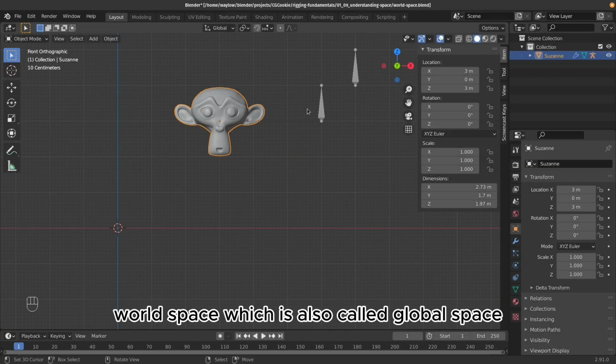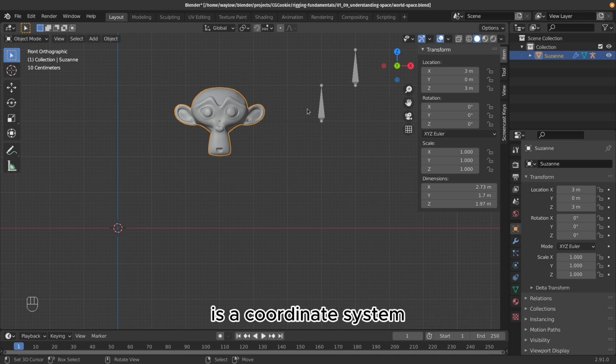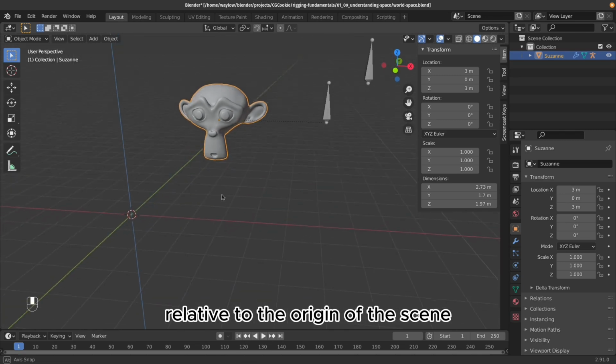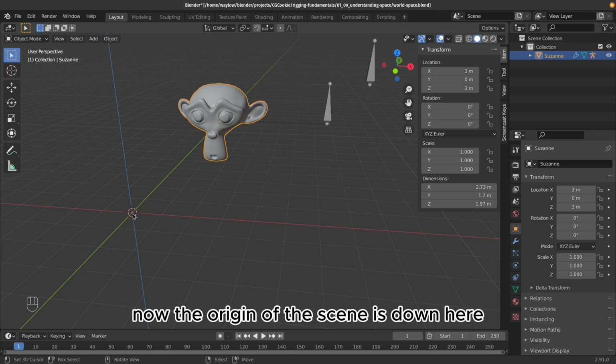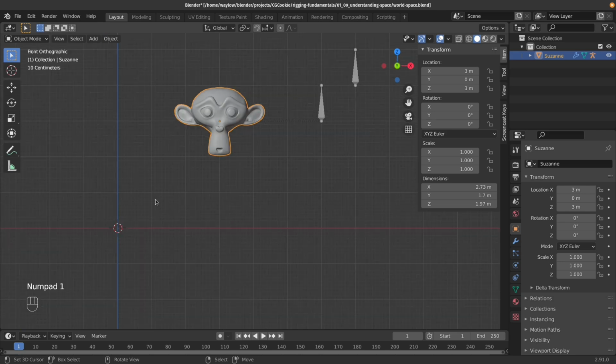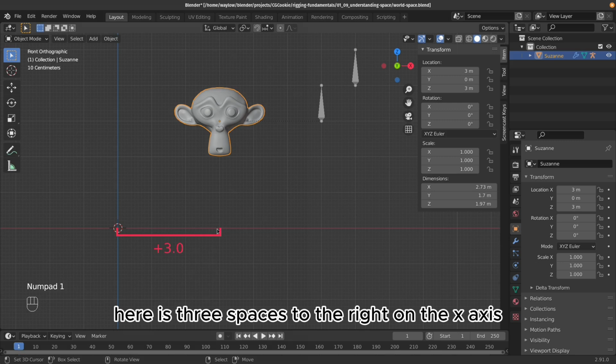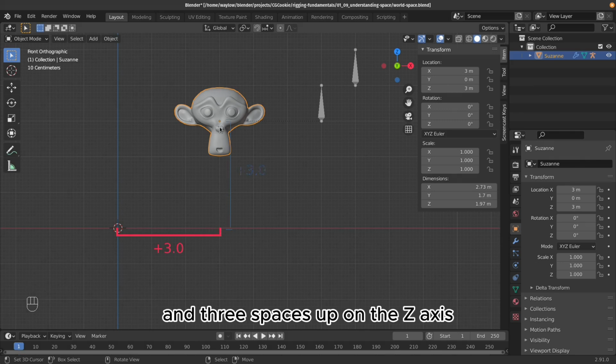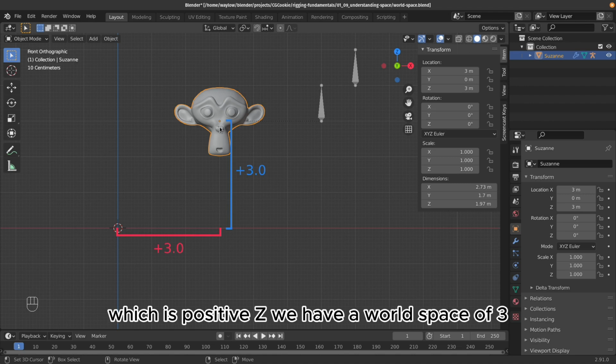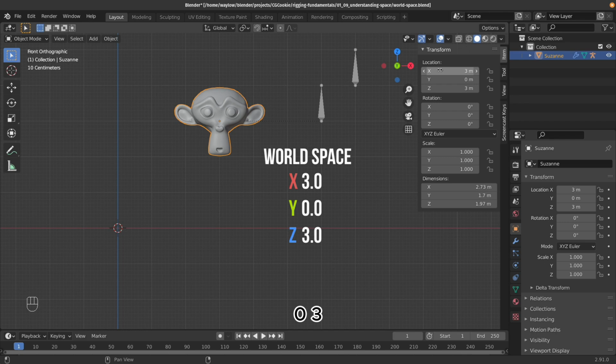World space, which is also called global space, is a coordinate system relative to the origin of the scene. Now the origin of the scene is down here where these axes meet. So our monkey head here is 3 spaces to the right on the x-axis, so it is the positive x, and 3 spaces up on the z-axis, which is positive z. We have a world space of 3, 0, 3.